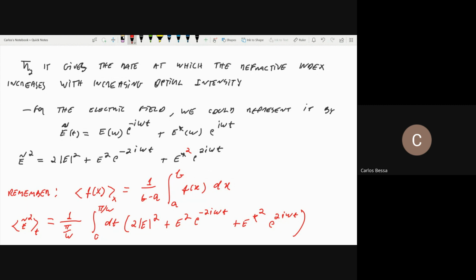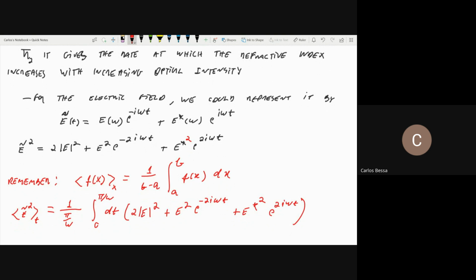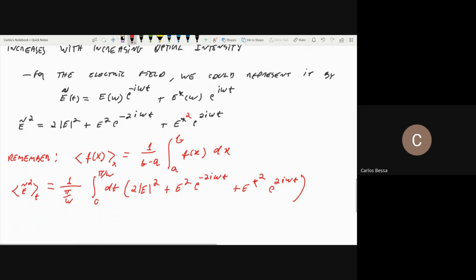Okay, the integrals are simple. Remember that this E here is a function of omega, so it can go outside the integral, because it's just the amplitude part. The time is here in this exponential. So when doing this integral, this will give us only pi over omega, right? This term, because E can go outside the integral, will be the integral of dt. So this is pi over omega.